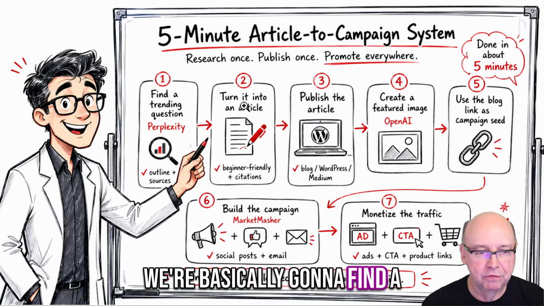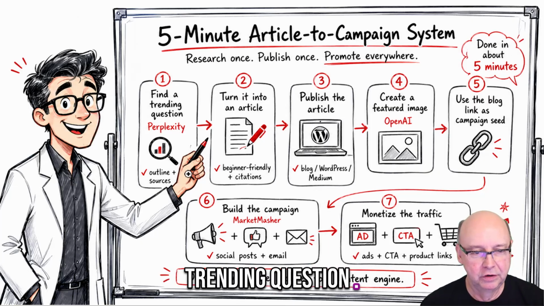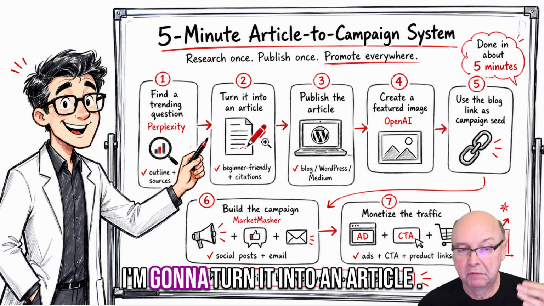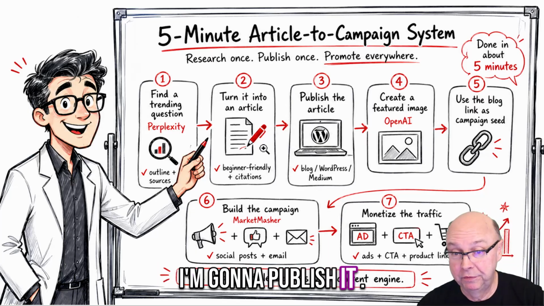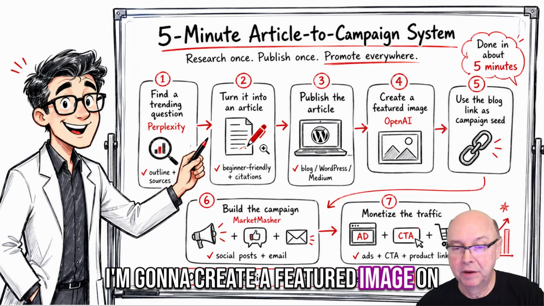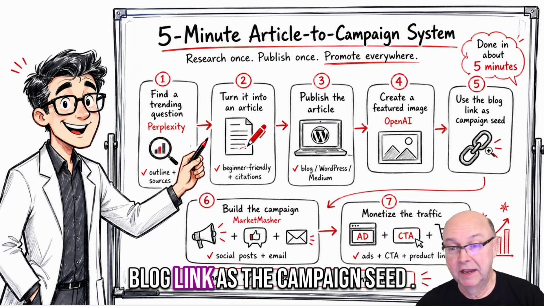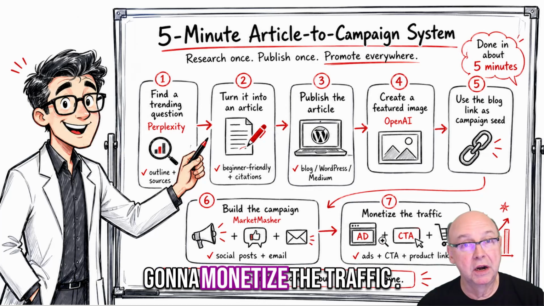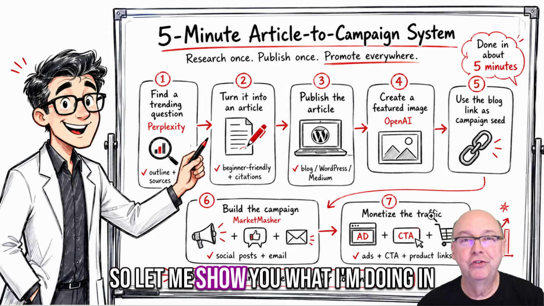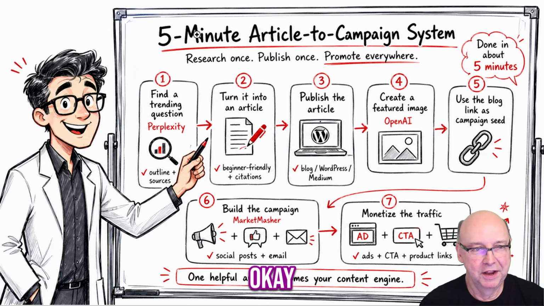We're basically going to find a trending question. I'm going to use Perplexity. I'm going to turn it into an article. I'm going to publish it. I'm going to create a featured image on OpenAI. And then I'm going to use the blog link as the campaign seed, go into MarketMasher, and then I'm going to monetize the traffic. So let me show you what I'm doing in about 5 minutes, okay?